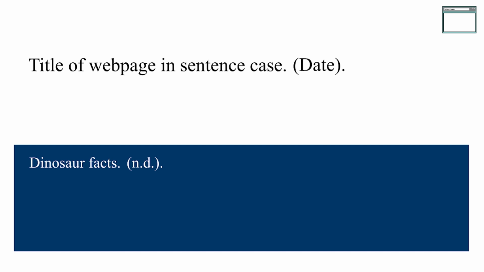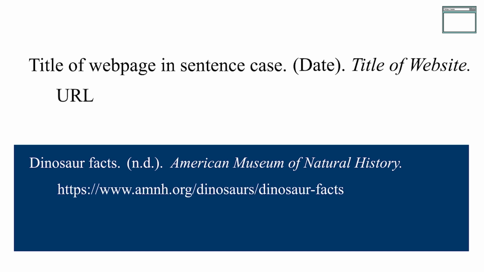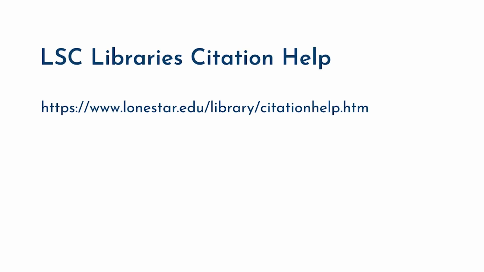Next, add the source, or the larger work where the web page came from. This is often the name of the website as a whole. Title of website in italics, period. Finally, include the full link to the web page. These are just a few common types of citations. Not everything will fit this pattern. For more examples of citing different types of resources in APA style, visit the LSC Library's Citation Help Guides.